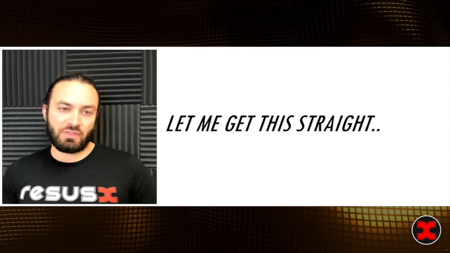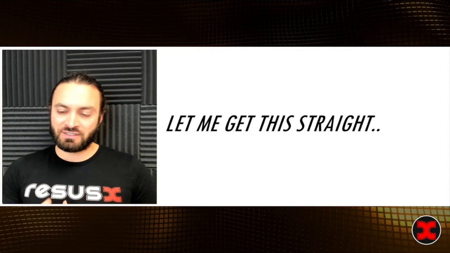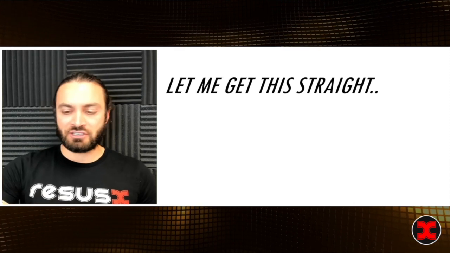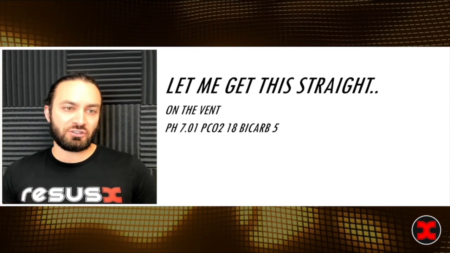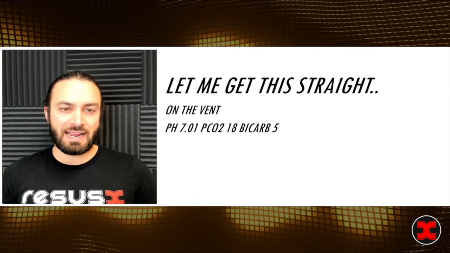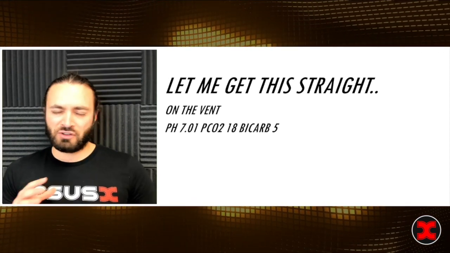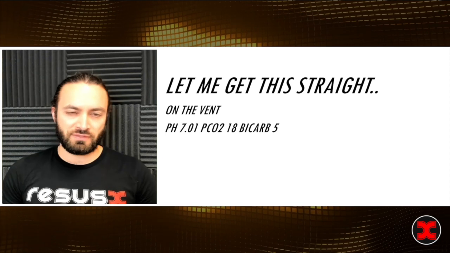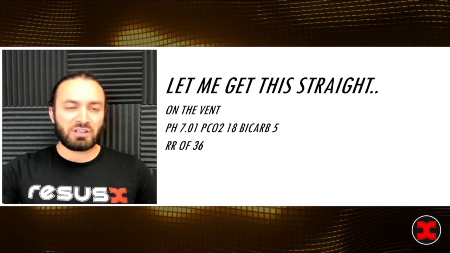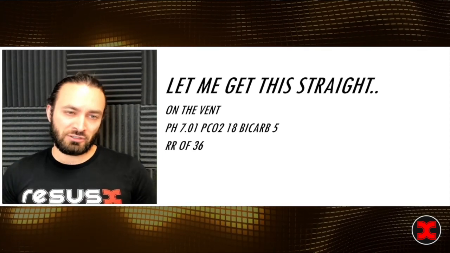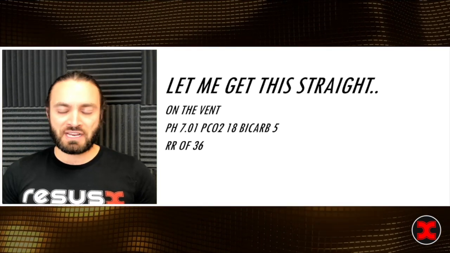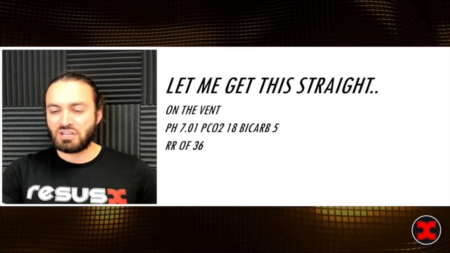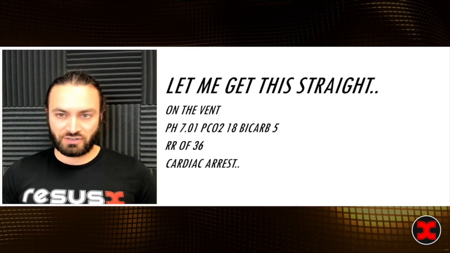When I think about my patients in the ICU, I have a critically ill patient on the ventilator, their pH is 7.01, they have a PCO2 of 18 and a bicarb of 5. So they're in some extreme version of severe metabolic acidosis. And because of this, I'm using the ventilator to blow off as much of that CO2 as possible, so I have them on the vent at a respiratory rate of 36. Nonetheless, the patient goes into cardiac arrest.